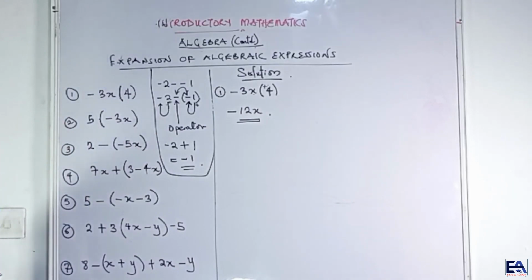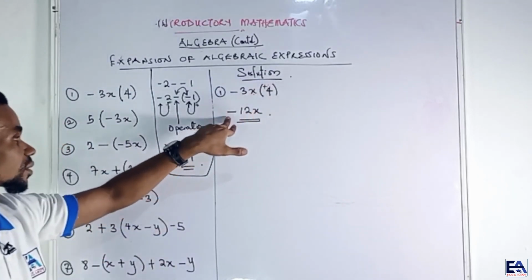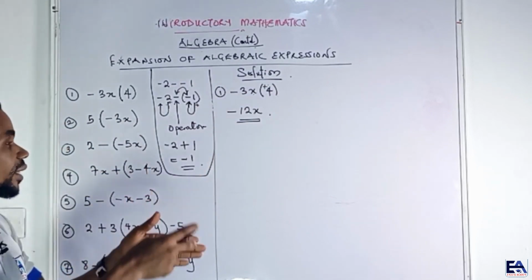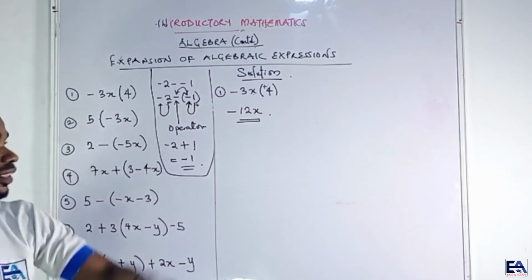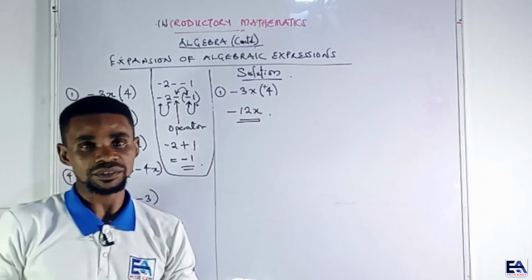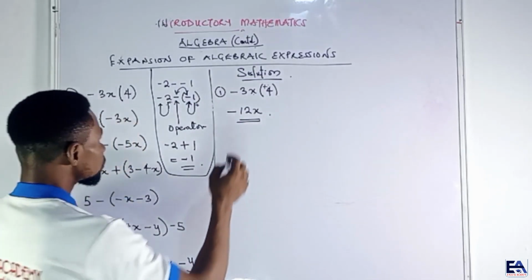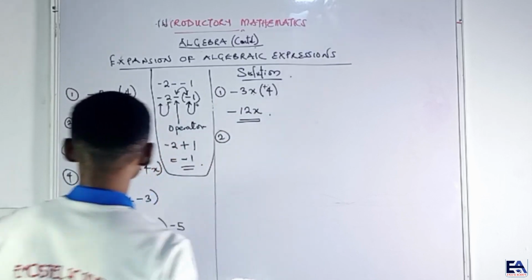Minus times plus is minus. So 3x times 4 means 3x in 4 places. So that is 3x plus 3x plus 3x plus 3x. That gives you what? 12x. It's as simple as that. Right? Good. So, number 2.